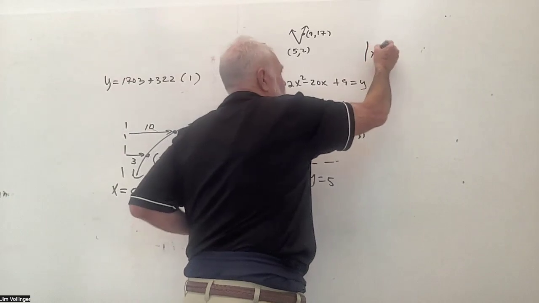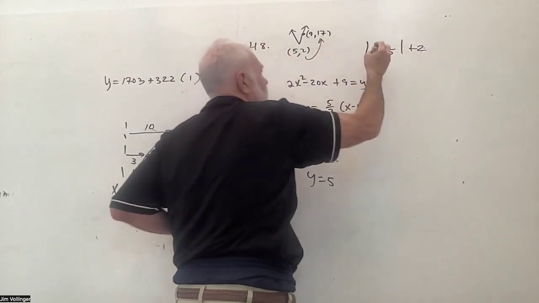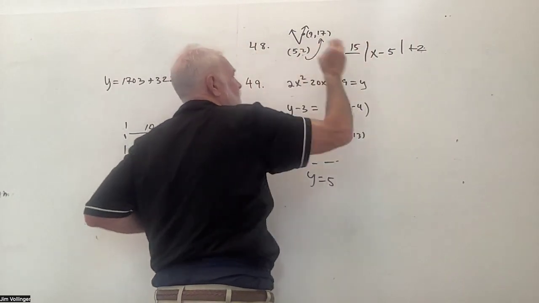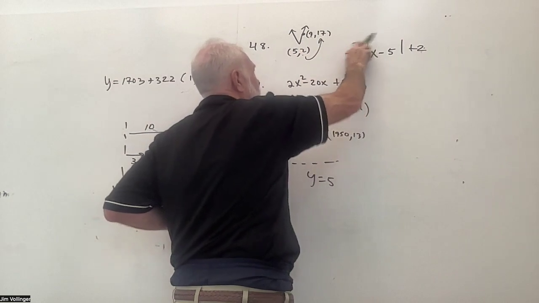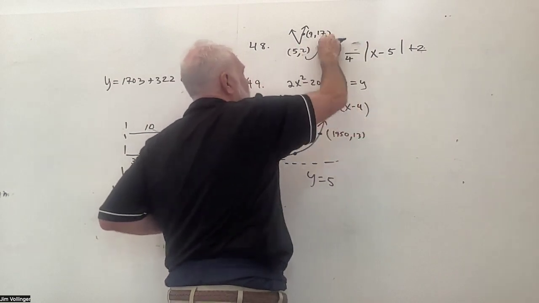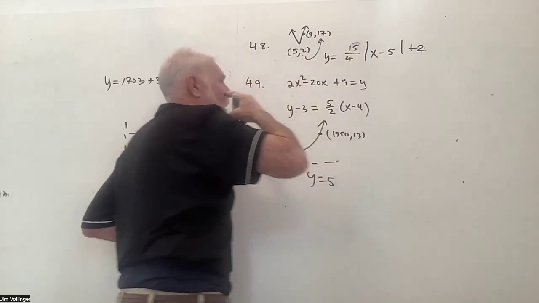It's absolute value, x minus 5 plus 2. How do I get from 2 to 17? Up 15. How do I get from 2 to 9? Oh, that's changing x, excuse me. I told you, changing 5 to 4. I was fine. 2 to 17, 15. All right, and that's that graph.